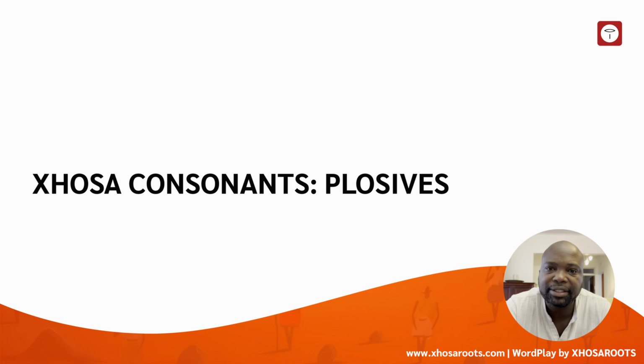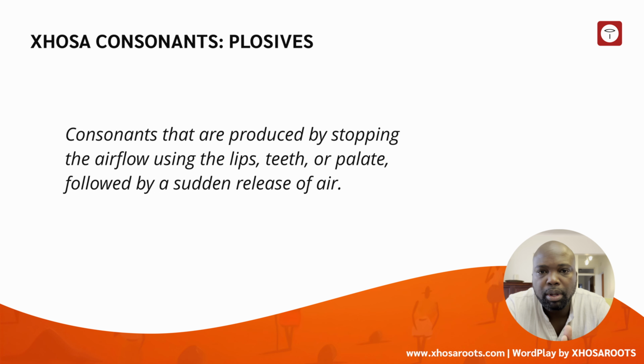Because beyond clicks, Xhosa has a range of other consonants that include plosives, fricatives, affricates, and others. So let's move on to the next group of consonants and look at plosives. What are plosives? Plosives are those consonant sounds that are produced by stopping airflow and then releasing it.